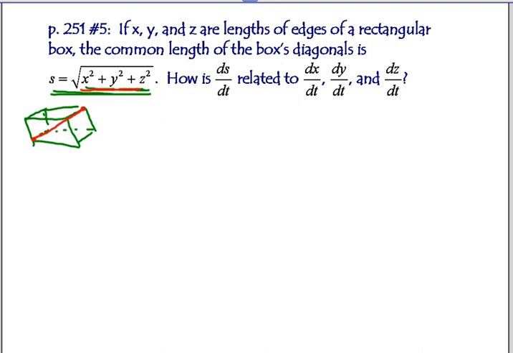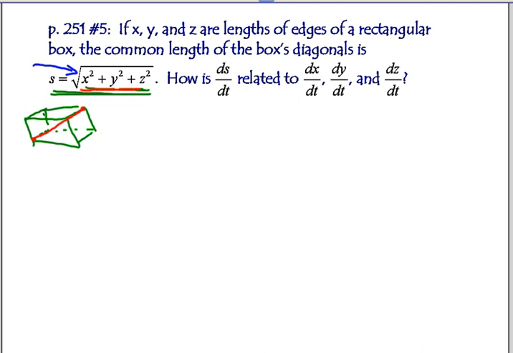Okay, so how is ds/dt related to dx/dt, dy/dt, and dz/dt? Well, let's take the derivative with respect to time. And maybe there's one thing you might want to do first, because I notice here that square root. And if we think of a derivative, it's like, oh man, a half power. Bring that down, make it 1 less, the chain rule. And we can certainly do that.